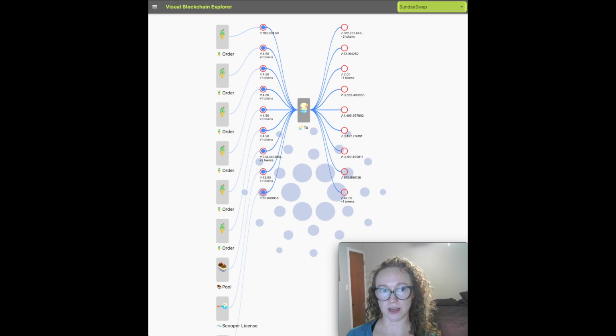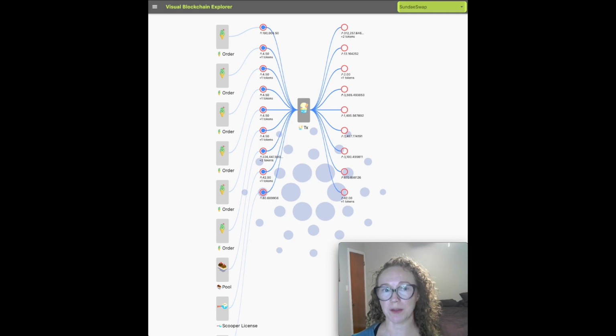In this particular transaction, we can see each of these orders contains a quantity of tokens of the same type, and after the transaction, those tokens have been swapped with ADA, and then the tokens have been collected between one output UTXO belonging to an individual and the pool UTXO. How do matching orders get chosen? That's where the scooper comes in, which we can see at the bottom of the left-hand side.